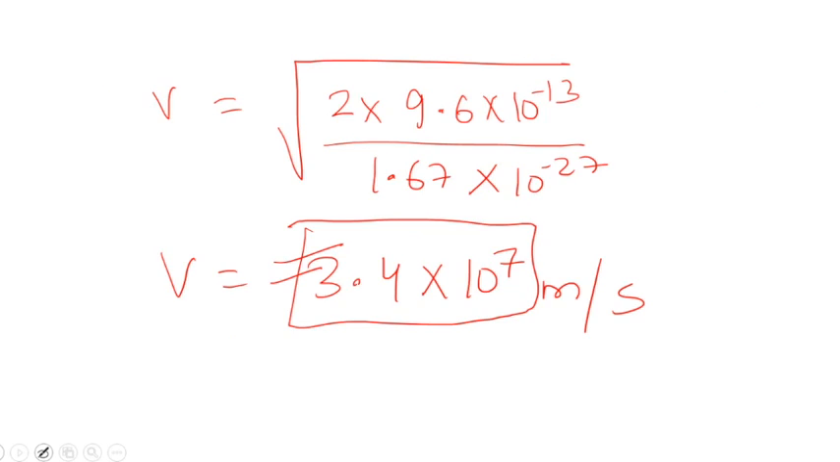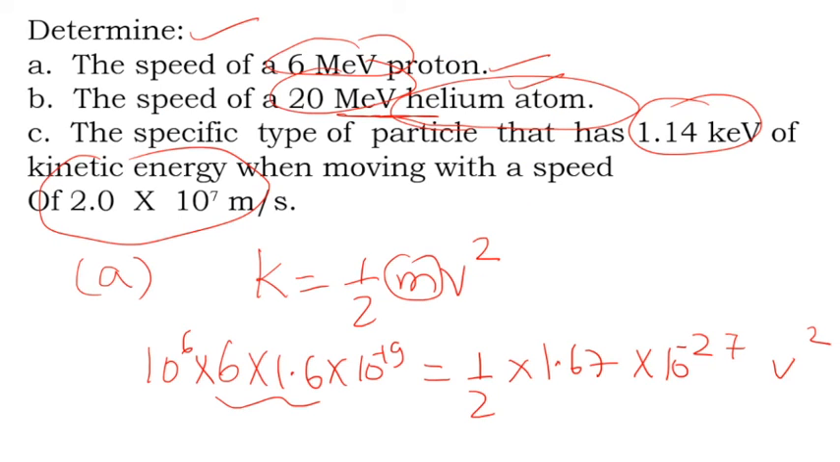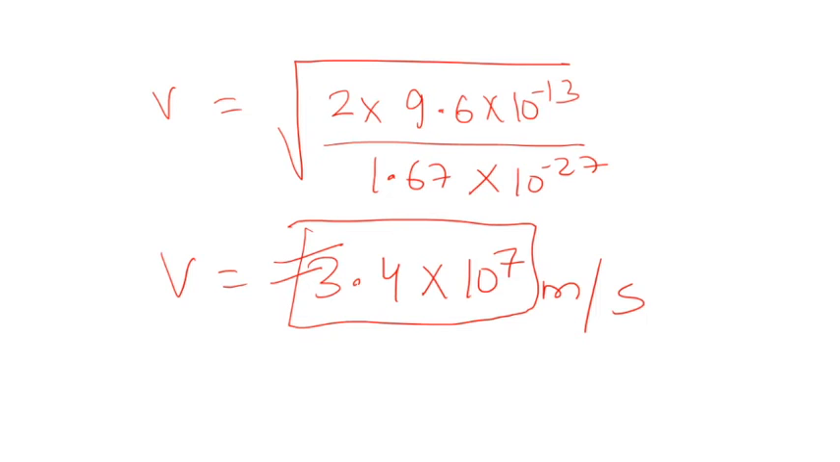Our next part says the specific type of particle that has this much energy when moving with this particular speed. So you're given the energy and the speed, but no mass, because that is basically dependent on which particle you are choosing.